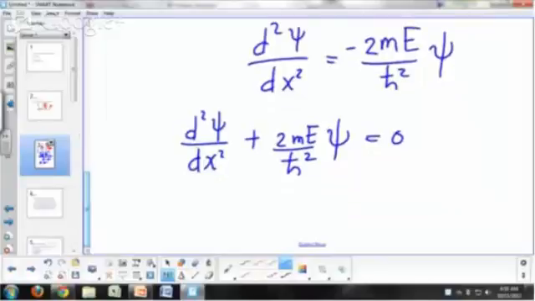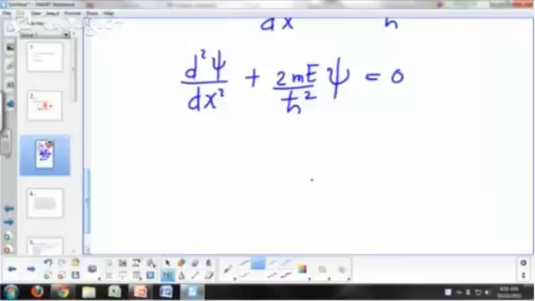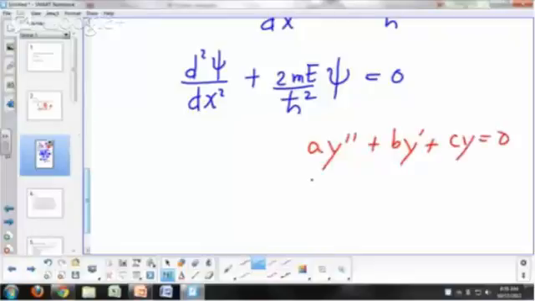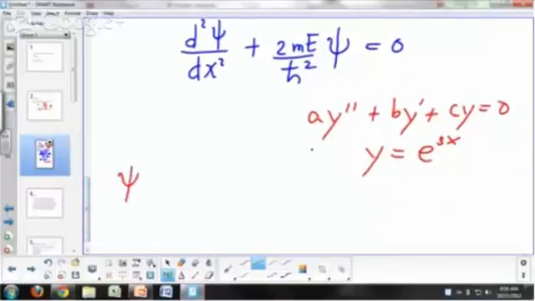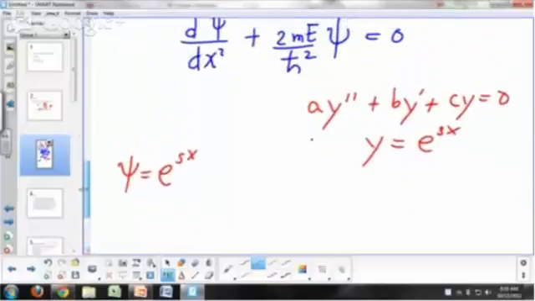So quick review: if you have this type of differential equation, something like a y double prime plus b y prime plus c y equal to 0, what's the solution to these types of differential equations? Your y here is going to be e to the sx, where s depends on what a, b, and c are. So what would our psi be in this case? Psi would be, let's call it e to the sx, a specific solution to this differential equation.